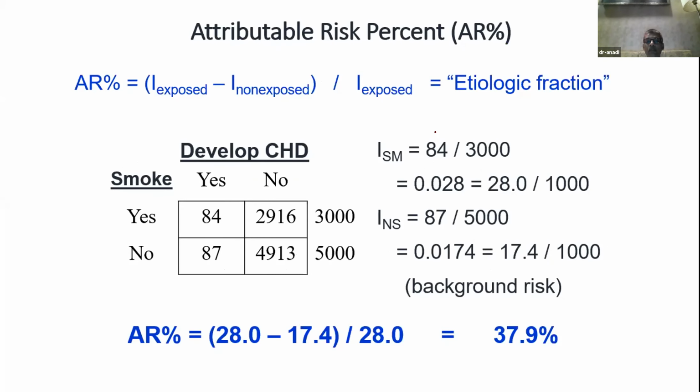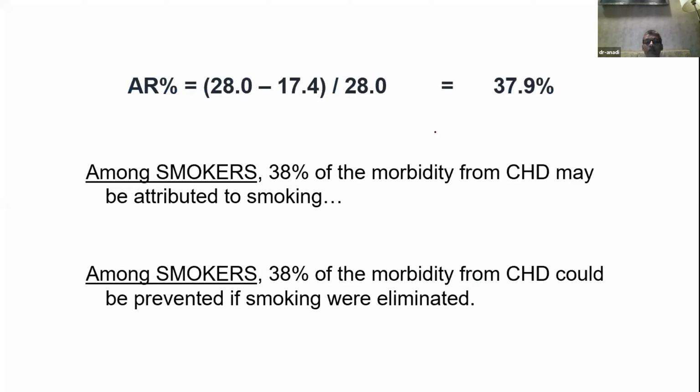So attributable risk percentage: incidence among exposed minus incidence among not exposed, divided by incidence among exposed, is equal to the etiological fraction. So 28 minus 17 by 28 is 37.9%. What is your interpretation? Among smokers, almost 38 percent of the morbidity from CHD may be attributable to smoking. In other words, you can say among smokers, 38% of the morbidity from CHD could be prevented if smoking was eliminated.